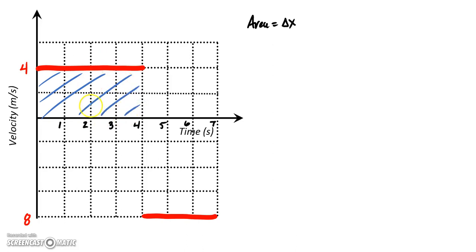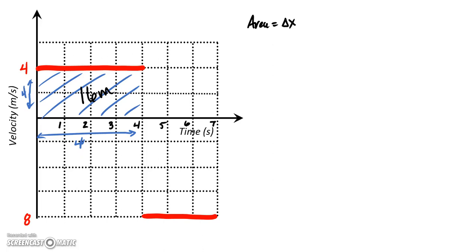So for the first part, if you look at the area, you've got a grand total of 4 here, and then you've got a grand total of 4. If you look at that, that tells us the actual total is 16 meters for that first 4 seconds. So this object traveled 16 meters in the first 4 seconds.